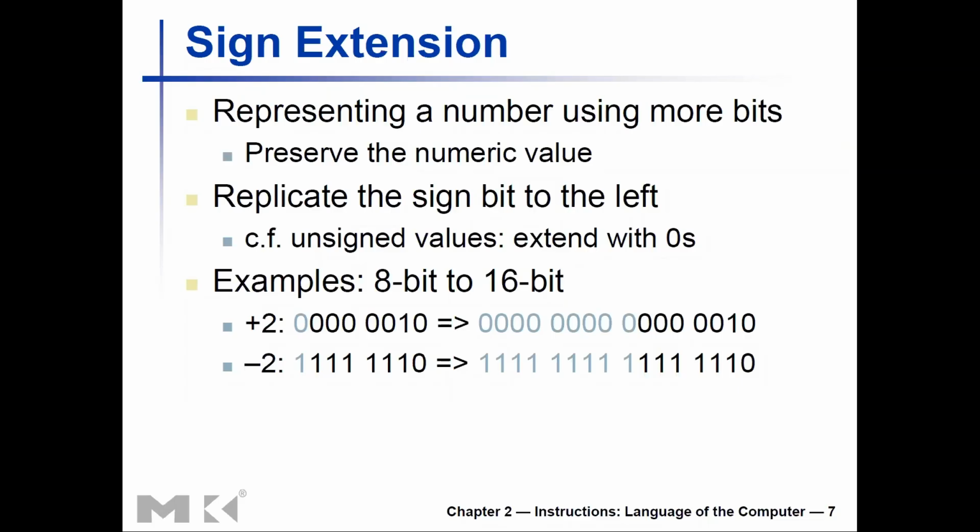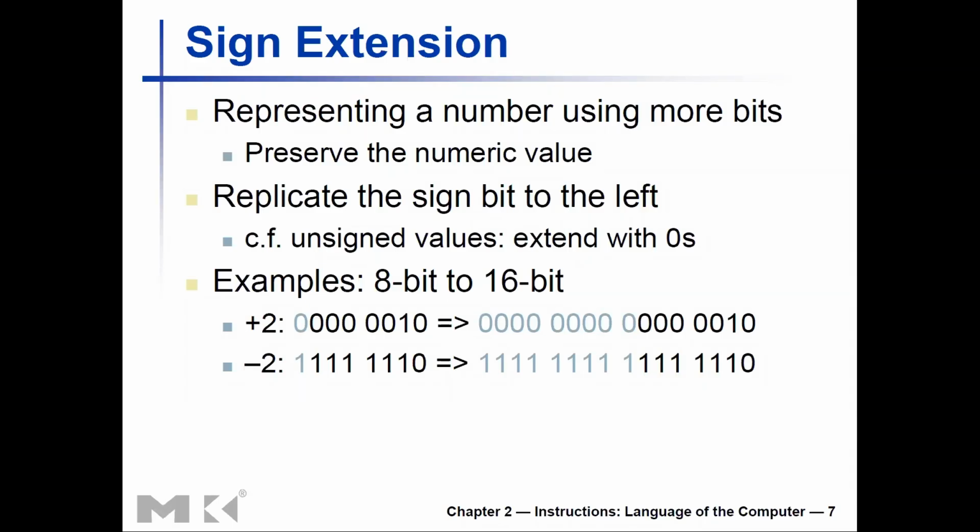So here, an example is given to show how an 8-bit number can be converted into a 16-bit number. You have +2 represented in 8 bits. The binary representation of +2 is going to be something like this: 00000010, if you use 8 bits. Now you need to represent the same number with 16 bits.